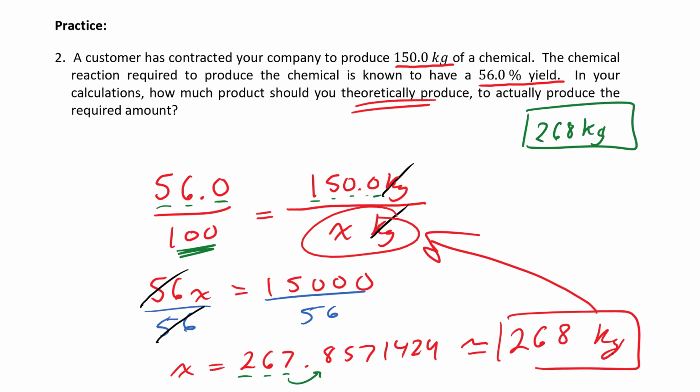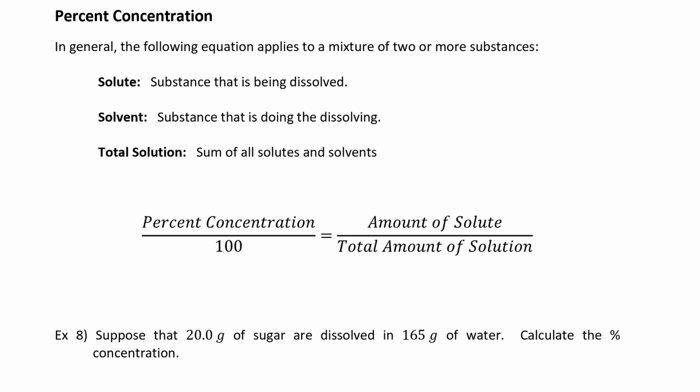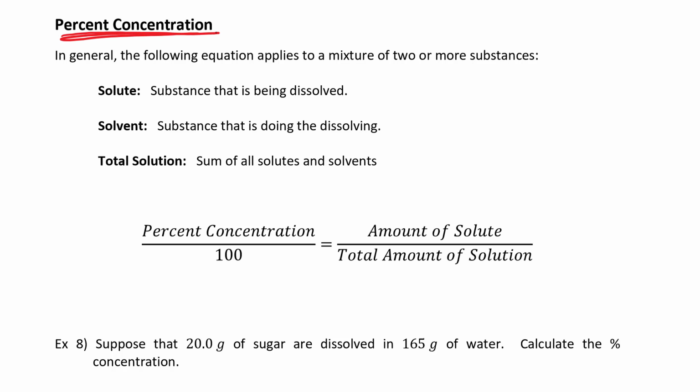Up to now, we've talked about percent change, percent error, percent yield. We're now going to talk about percent concentration. Percent concentration is perhaps the most important applied percent for you to understand. When we have mixtures, we have a solute. This is the substance being dissolved. We have the solvent. This is the substance doing the dissolving. And we have total solution. This is the sum. We're adding up all the solutes and the solvents. So we take our solute, we take our solvent, we add them together, we get our total solution.